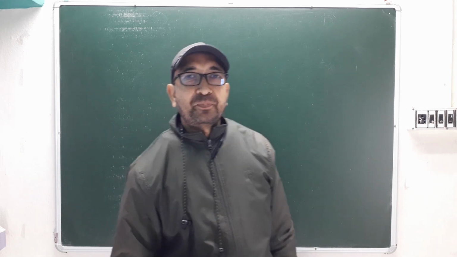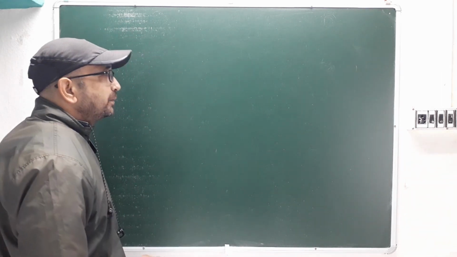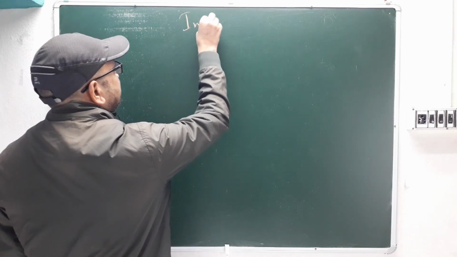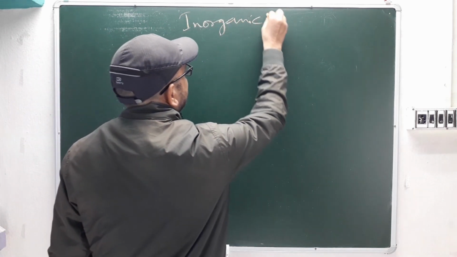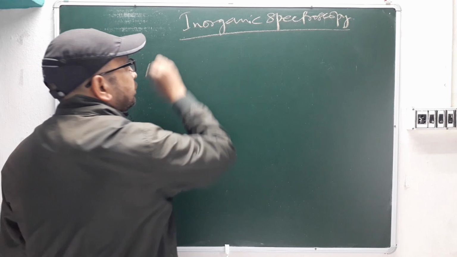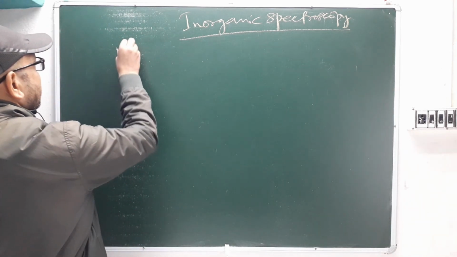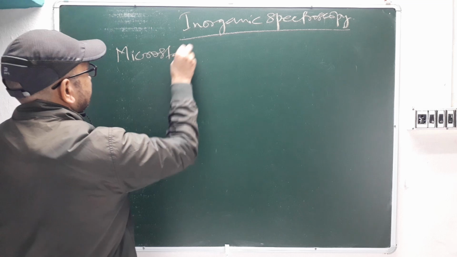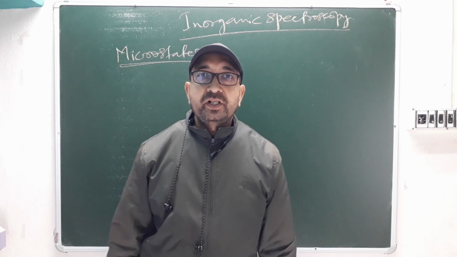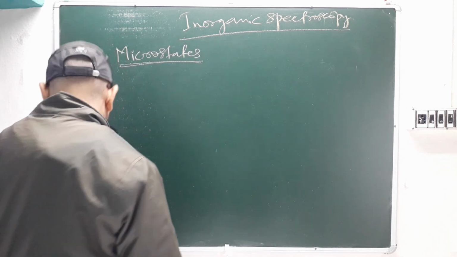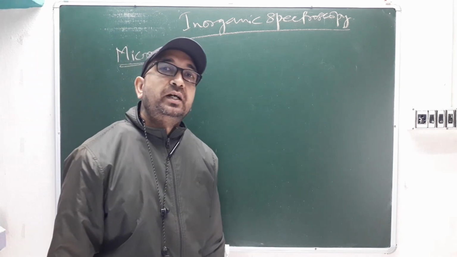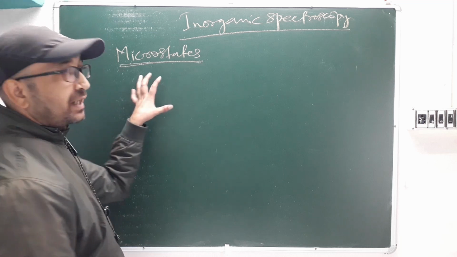Okay, so now we start coordination chemistry. Let's see the inorganic spectroscopy. First we will discuss the microstate and possible term. So what is a microstate? That we have to find out.